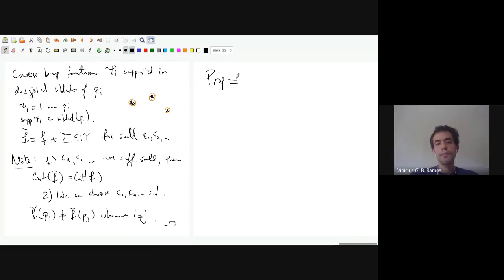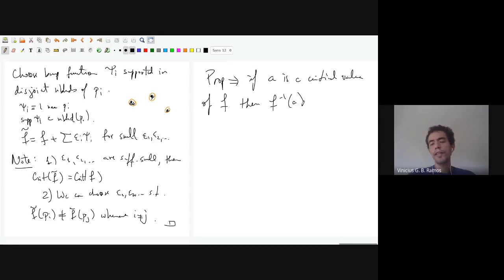So this proposition implies that if A is a critical value of f, then we can assume that the preimage of A is a unique critical point. So this is something we're going to do a lot.